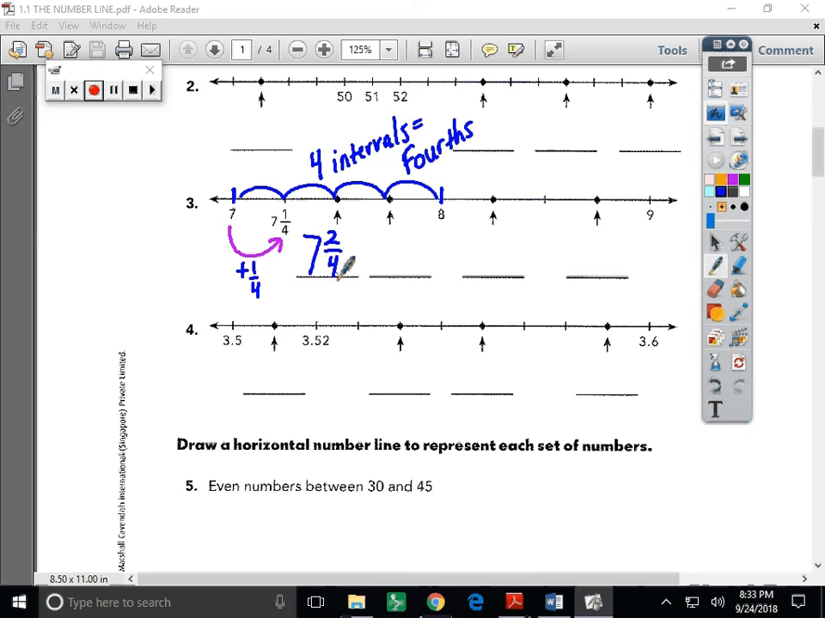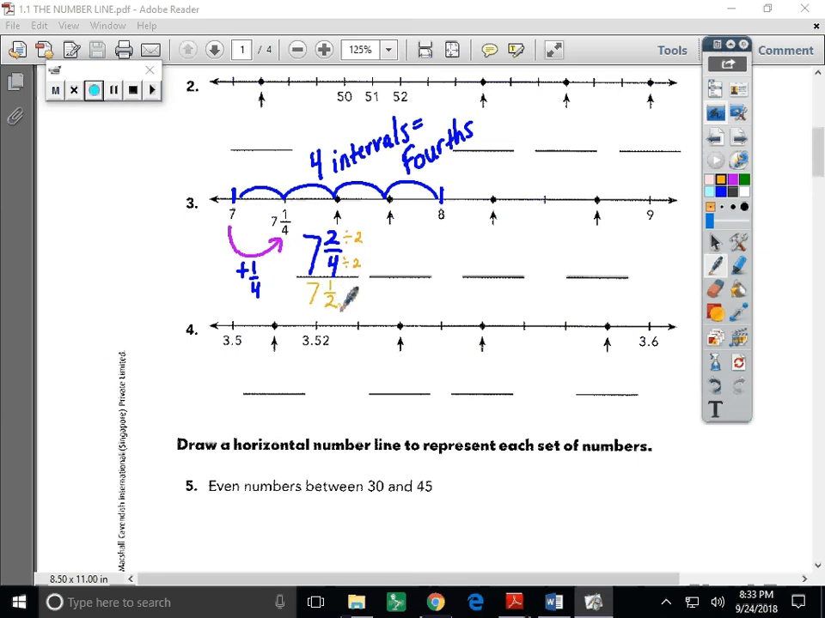Hey, that looks kind of familiar. That 7 2/4 almost reminds me of another mixed number I have seen before. So taking a look at this, I hope you recognize that maybe we can simplify. This would also be the same as what mixed number? Well, if I divide 2 and 4 by a common factor of 2, I would be left with 7 1/2.